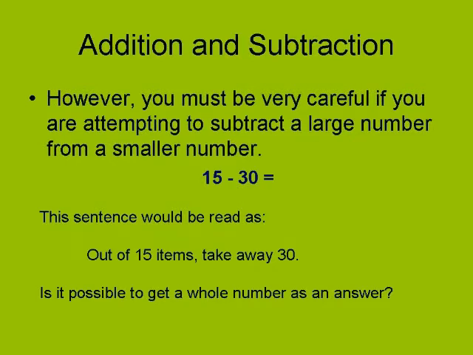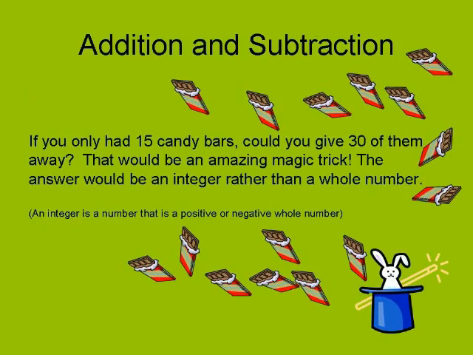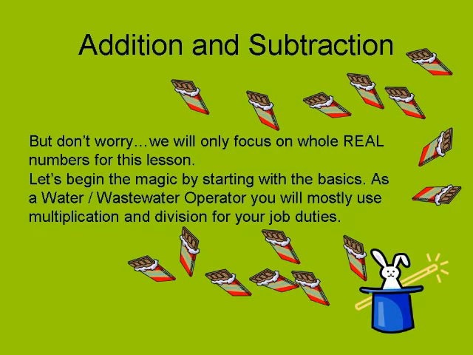However, you must be very careful if you are attempting to subtract a large number from a smaller number. 15 minus 30 equals. This sentence would be read as, out of 15 items, take away 30. Is it possible to get a whole number out of that answer? If you had 15 candy bars, you could give 30 of them away, right? That would be an amazing magic trick. The answer would be an integer rather than a whole number. But don't worry, we will only focus on the real numbers for this lesson.